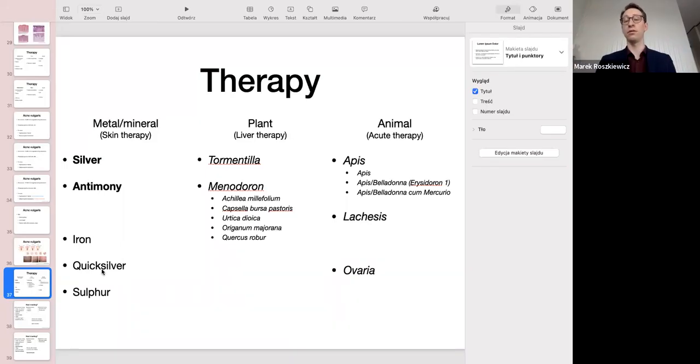And quicksilver, as you know, Mercury was, I would say, the connector between the gods. So it can help us to regulate this process. But coming to this very individual therapy of acne, I would say these two plant remedies, Tormentilla and Menodoron, are very connected with the women's cycles and the women's hormones also.